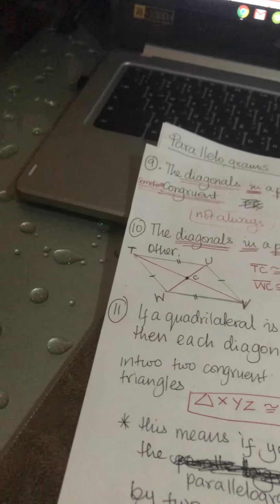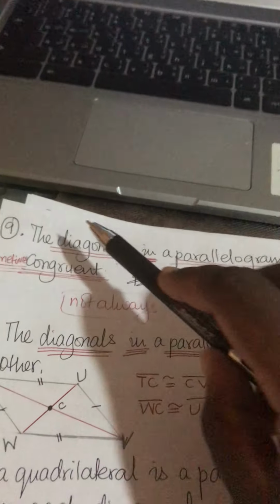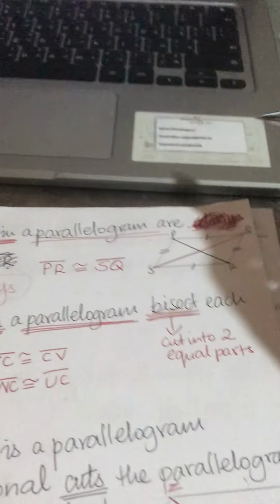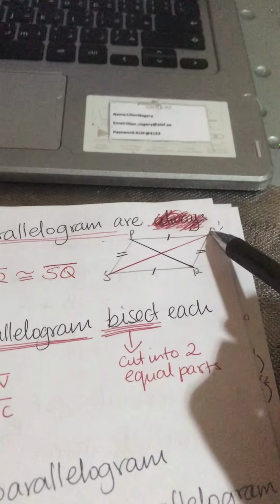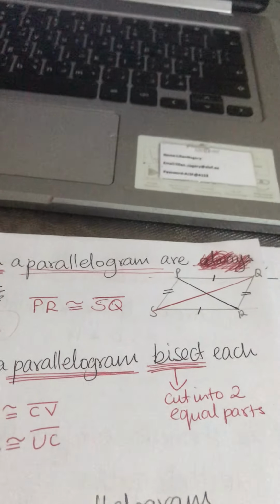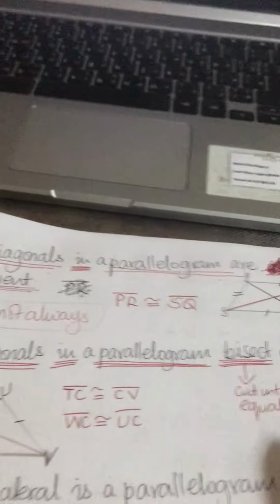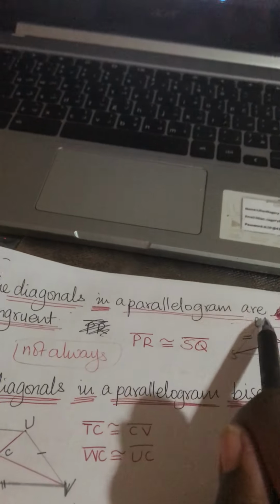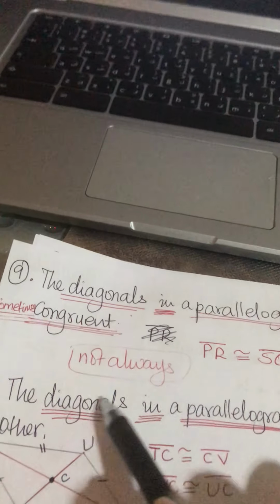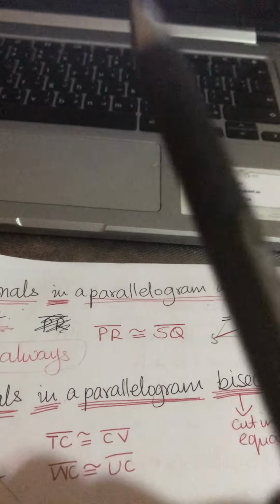I will continue. Now, in a parallelogram, you have diagonals. Remember, diagonal going up, diagonal going down. You only have 2 diagonals in a parallelogram. Only 2. Now, the diagonals in a parallelogram are sometimes congruent. Not always, sometimes. It depends on the type of parallelogram.